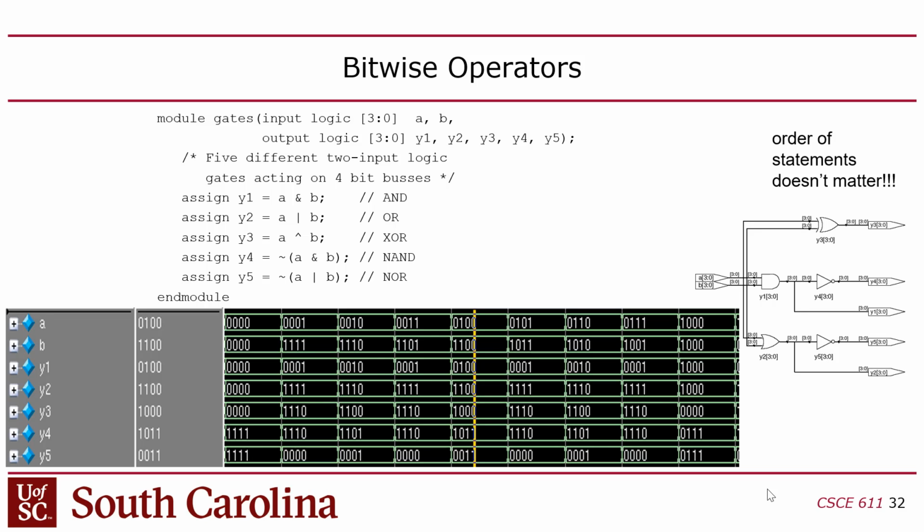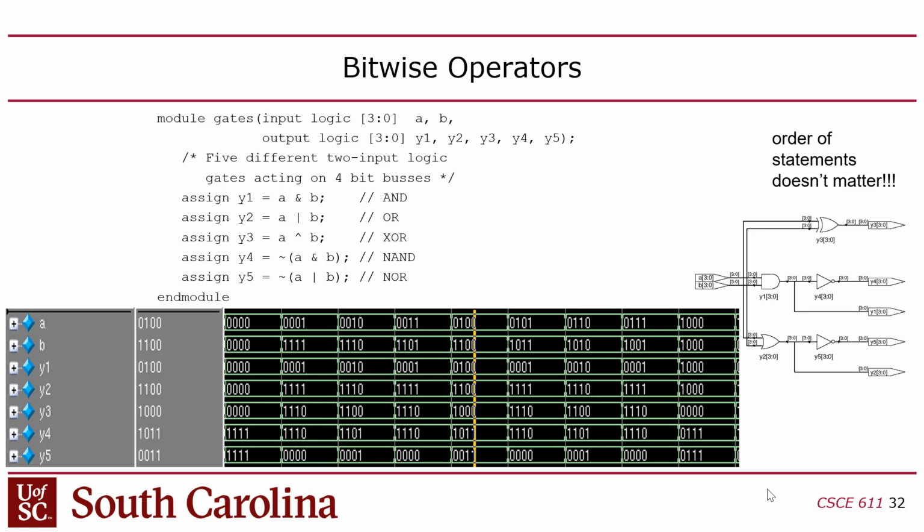Now, one nice thing about doing that, and I think the reason why they did it that way, is because this type, logic 3 down to 0, is being applied to both the A and the B because I didn't specify a type for B. Now, I do specify a type for Y1, which is the next thing in this list, right? So what ends up happening is that A and B are 4-bit inputs, and then these 5 output values, Y1 through Y5, are all going to be 4-bit output values, right?